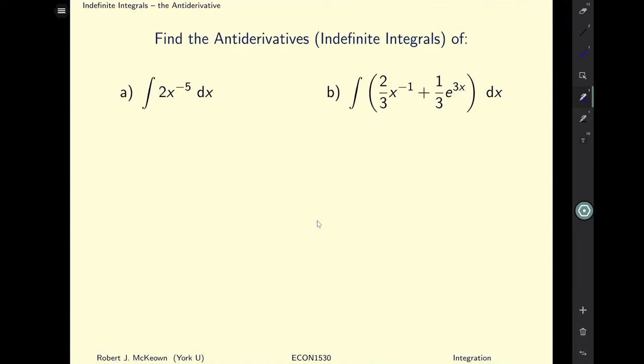Take a look at these questions. Try them yourself. Work through them. Press pause on your video. Give yourself a couple of minutes. Then when you're ready, press play and we'll work through them together.